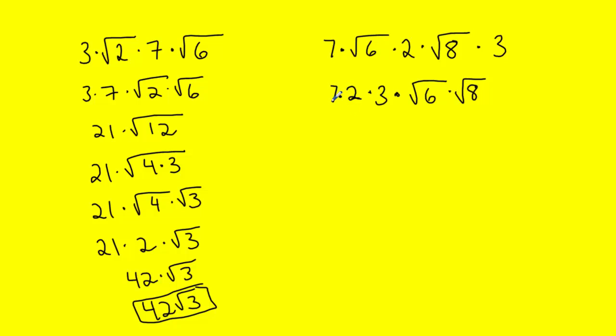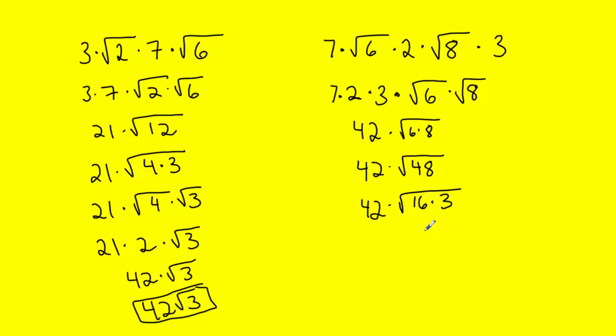I can multiply all these together. I get 7 times 2 times 3, which gives me 42. Right, 2 times 3 is 6, and 6 times 7 I get 42. And then I can multiply these together under the same square root. So we get 42 times the square root of 48. And 48, I know there's a perfect square that goes into that one. The biggest perfect square that goes into 48 would be 16. So I'm going to split that up as 16 times 3. 16 times 3 is 48, so I'm just rewriting that. And then now I can split it up.